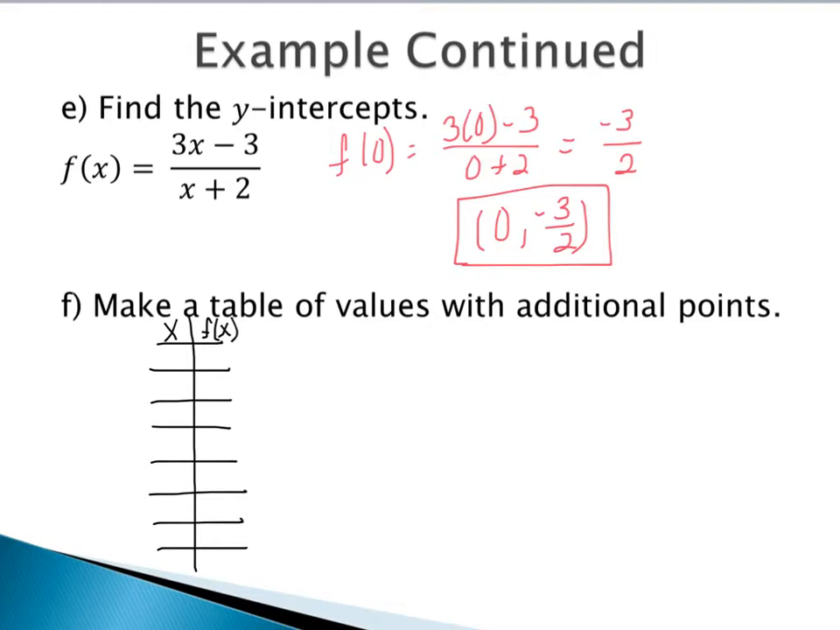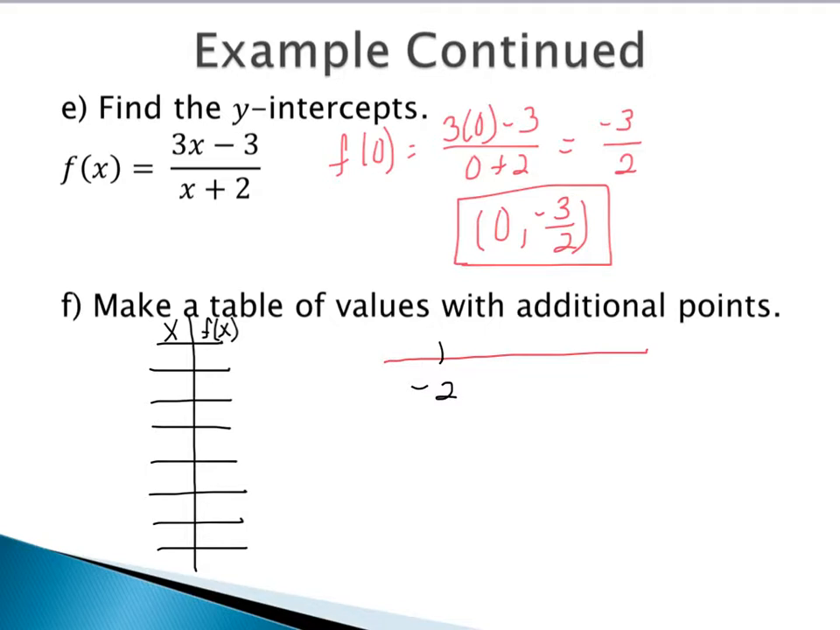What we need to do is we need to find values that are between our asymptotes and between our intercepts, and really on either side of them. So if we look at, I'm just going to draw a quick number line, the values that we've found so far in terms of our intercepts and our vertical asymptotes, is that we had our vertical asymptote at x equals negative 2.